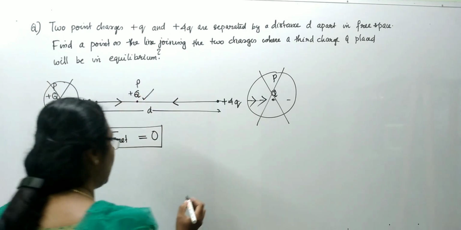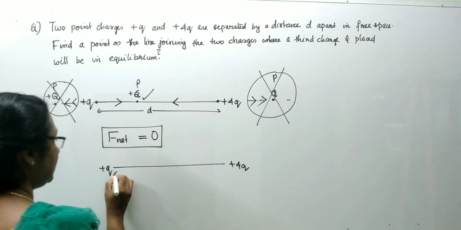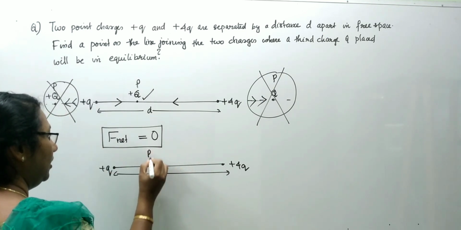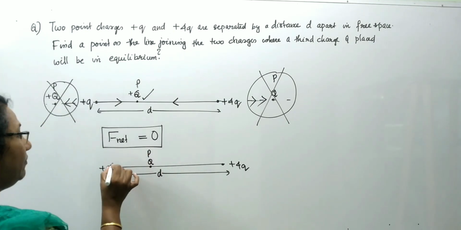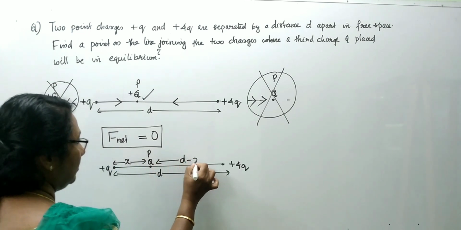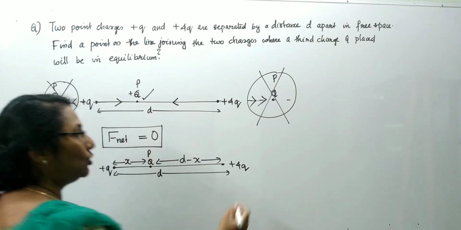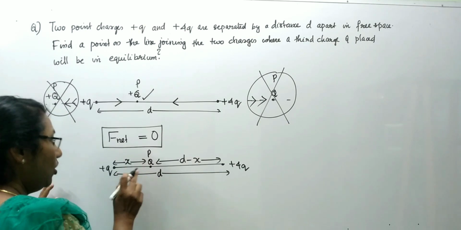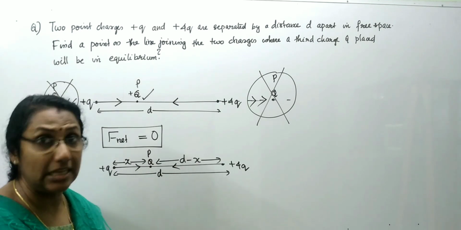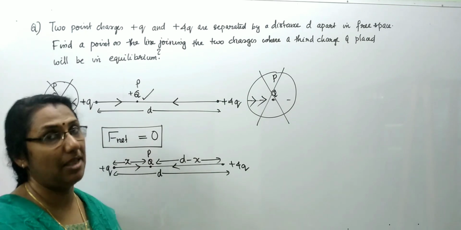So we will draw this once more. We will draw like this: plus Q, plus 4Q, distance D apart. Okay, and there is a point P where we have kept a capital Q, and we are assuming that the distance is X. If this is X, we can write this as D minus X. Is it clear? And for the force to be zero, the directions must be opposite. We know plus Q repels capital Q like this, and plus 4Q repels the capital Q like this. So the direction is opposite. Now we have to equate the magnitudes. Equal and opposite forces make it zero.